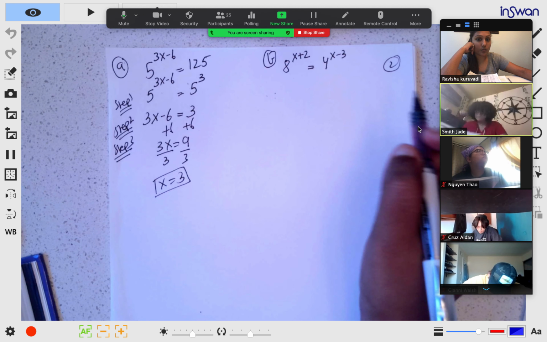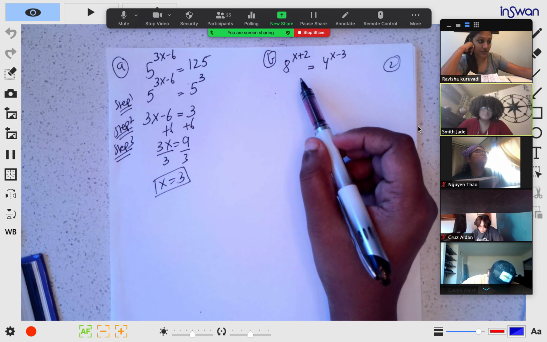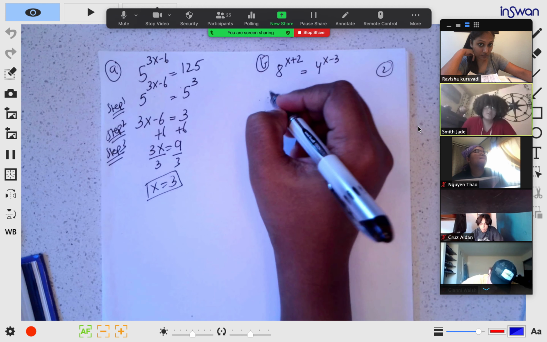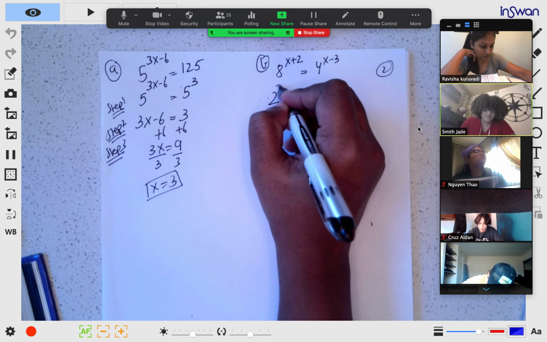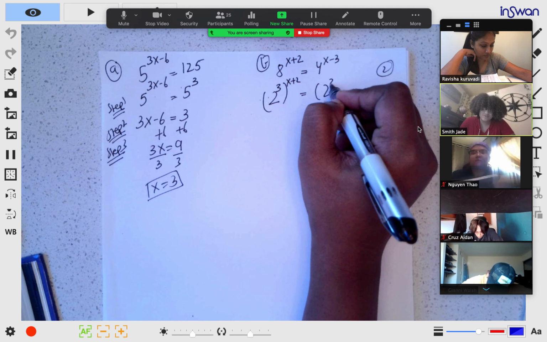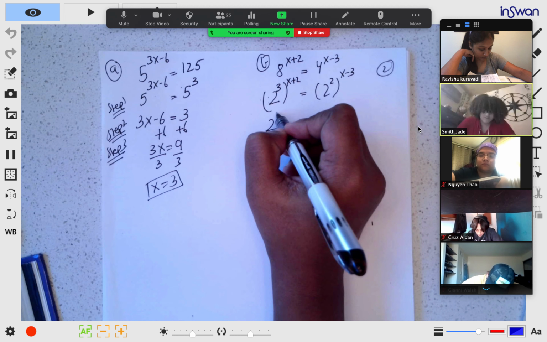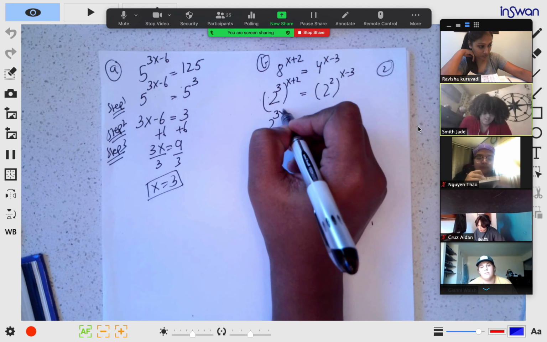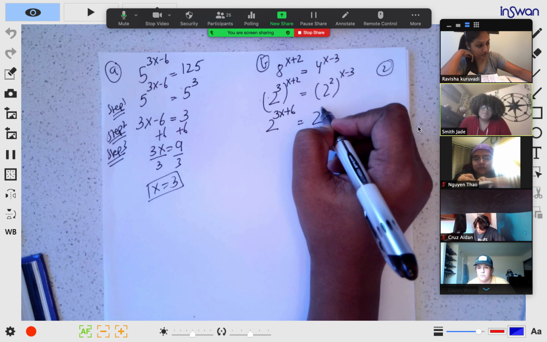Yes. Yeah, this question here. Do you want me to say all the steps? Yes. So I first factored it out. So I got 2 to the power 3, parentheses, x plus 2 equals 2 to the power 2, parentheses, x minus 3. And I distributed the powers to the expression. So I did 3 times x plus 2, which is 3x plus 6. And then I got equals 2x minus 6. Okay, that's my step 1.